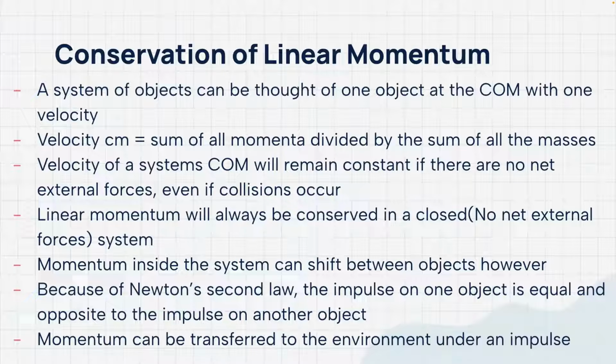Linear momentum will always be conserved in a closed system, meaning no net external forces. Momentum inside the system can shift between objects, however. This makes sense, right? Because let's say many objects are defined in the system, but no external forces are driving the system. The momentum can shift between the individual objects as long as the total momentum of the system is constant.